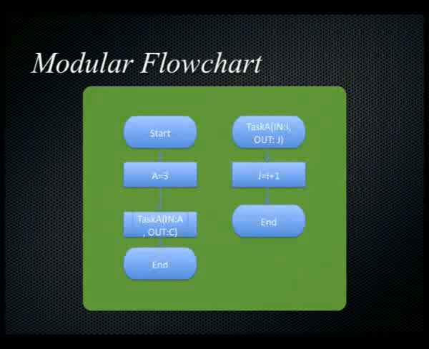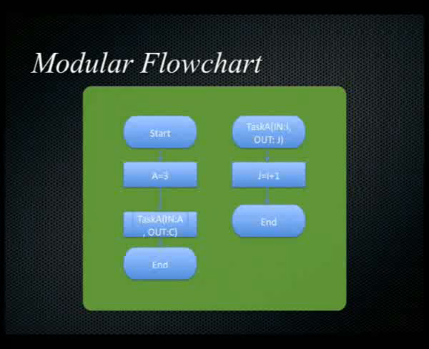We then go to the flowchart for that task A. So there's a predefined task called task A. We have a separate flowchart. Inside that we have an input of I. We have the output of J. And inside that sub-predefined task flowchart, we have J equals I plus 1.